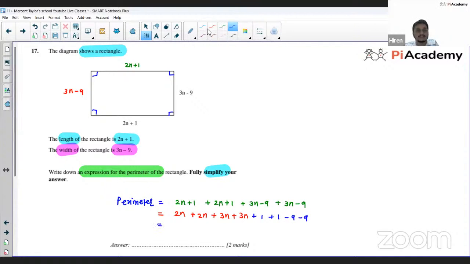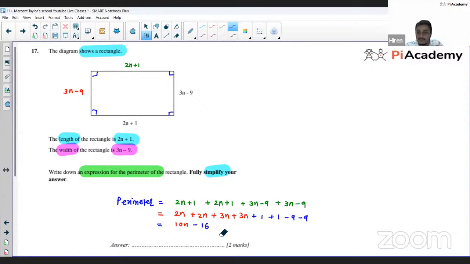Now combine the like terms. 2 plus 2 is 4, 4 plus 3 is 7, 7 plus 3 is 10. So it's 10n, okay? In the same way, if you add the numbers, 1 plus 1 is 2, 2 minus 9 is minus 7, and minus 7 minus 9 means minus 16, okay? So this sign must be minus, so we need to erase this. Here the sign is going to be minus 16, okay?